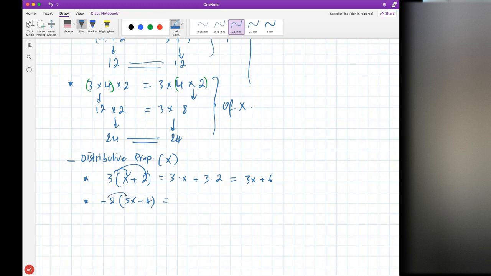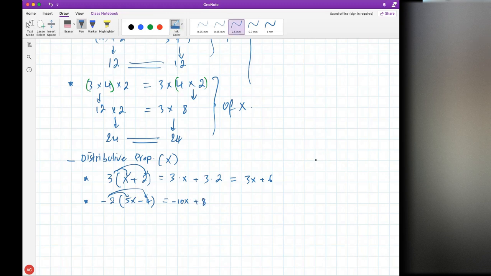So -2 times 5x, that would be -10x. That's right. And then you take the same number again, -2 times -4. That's right, plus 8. A negative times a negative is positive.